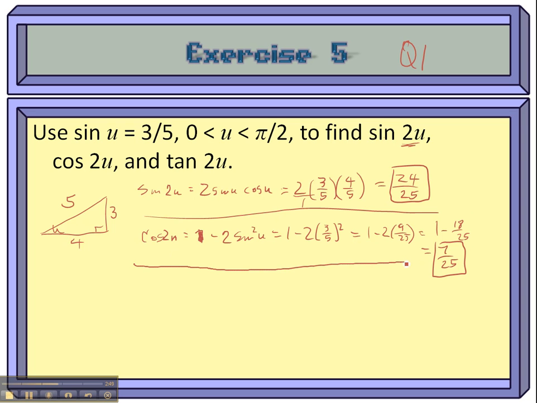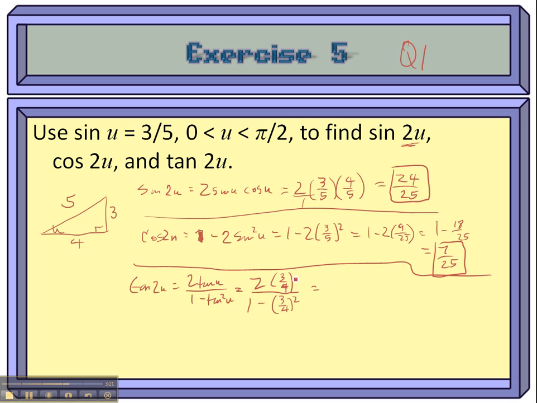Lastly, let's do the tangent. Tangent of 2u is equal to 2 tan u over 1 minus tan squared u. Right off the top of my head. Okay, so the tangent is going to be the opposite over the adjacent, which is 3/4. 2 times 3/4 divided by 1 minus 3/4 squared.